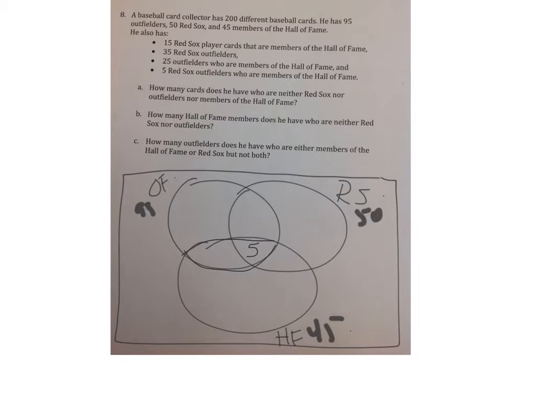So now we have 25 outfielders who are members of the Hall of Fame. So this is where we're dealing with 25 outfielders. We've got 5 there. You have to have 20 here because 25 minus that center 5. 35 Red Sox outfielders. So this is Red Sox outfielders. And we have 35 of those. If there are 5 already, you have to have 30. 15 Red Sox who are members of the Hall of Fame. So that's Red Sox, Hall of Fame. You have 15, which means you have to have 10 here.